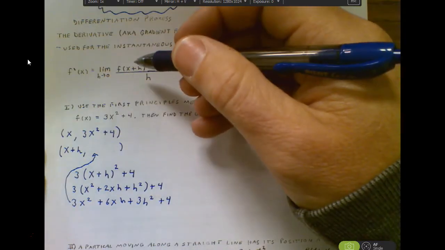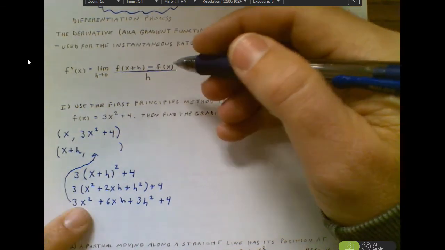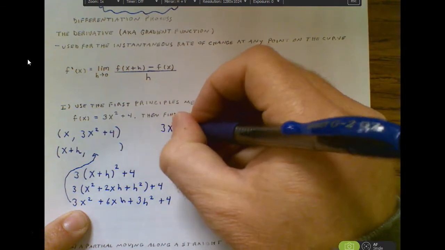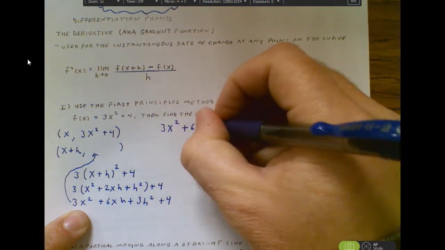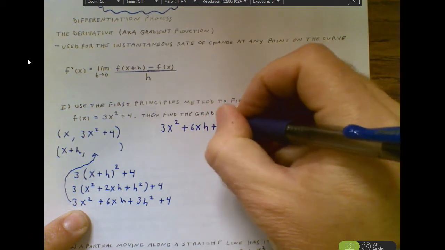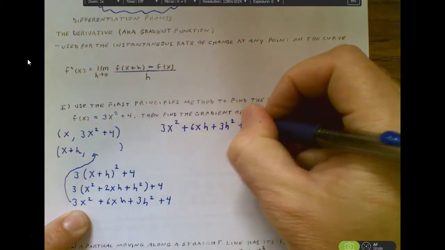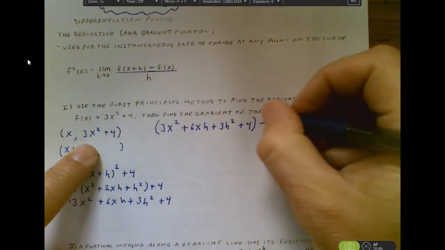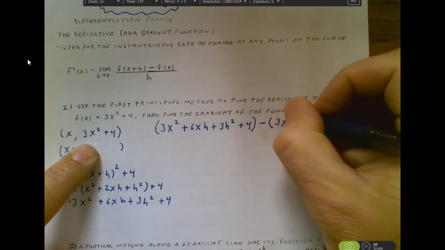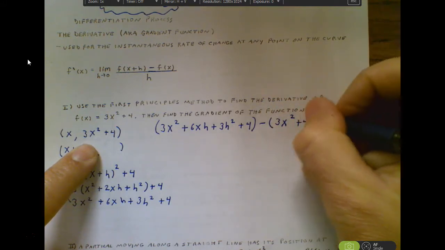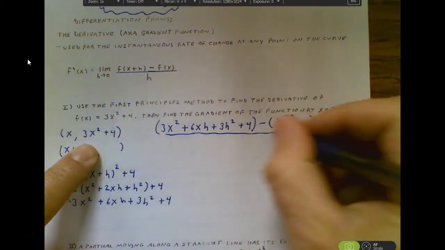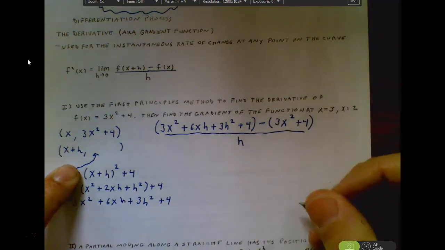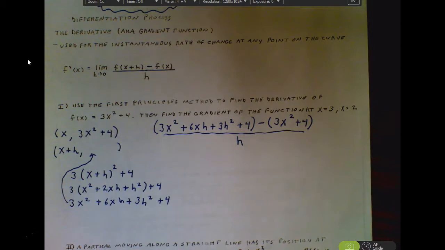On top, I'm doing my second y minus my first y. So here's my second y. So I'm just bringing that one up. So that's my second y minus my first y over, again, I'm doing x minus x, which is just going to leave me with an h down there. So here's our scenario. Let's just do a little cleanup on this.